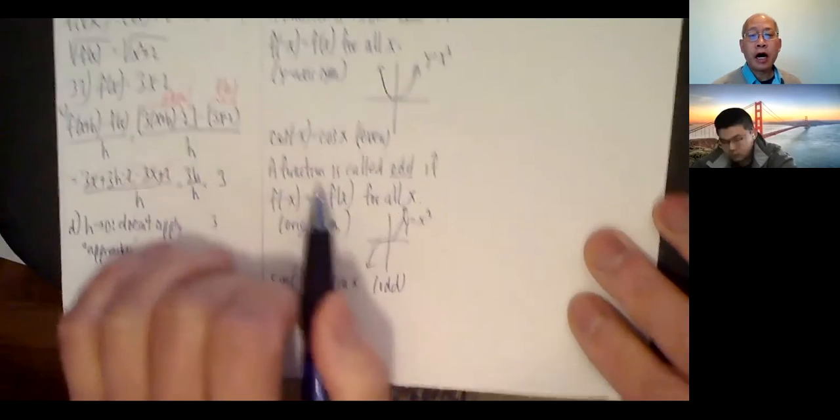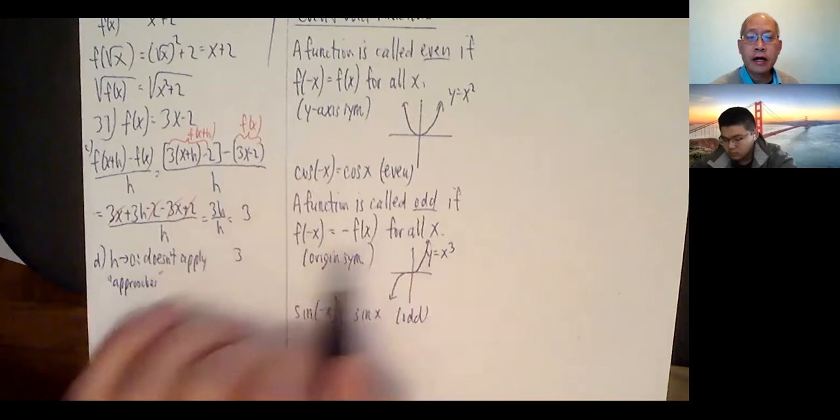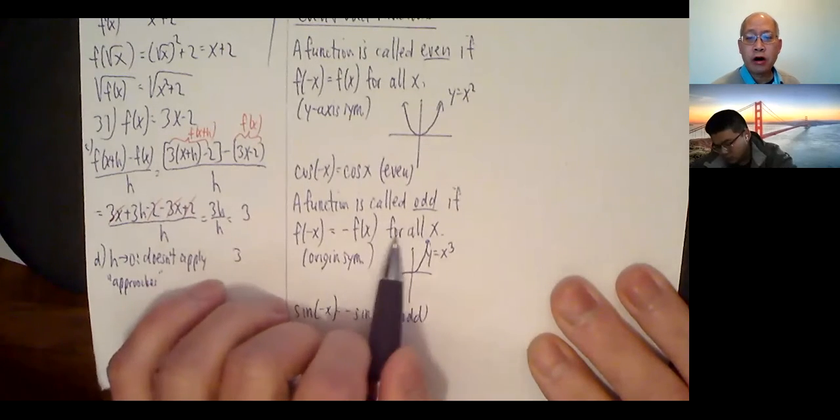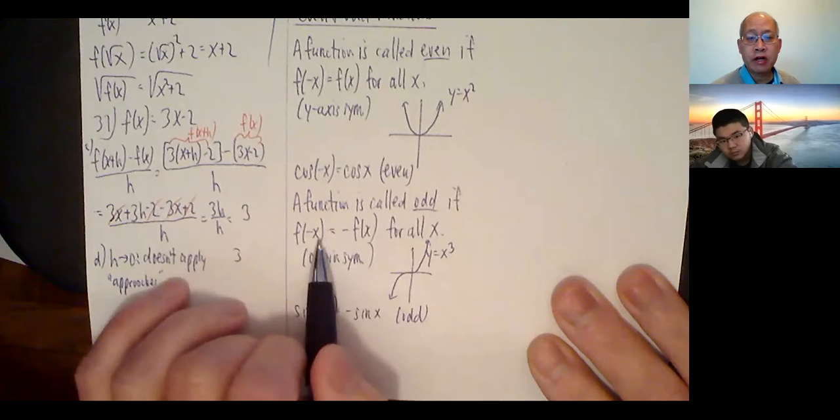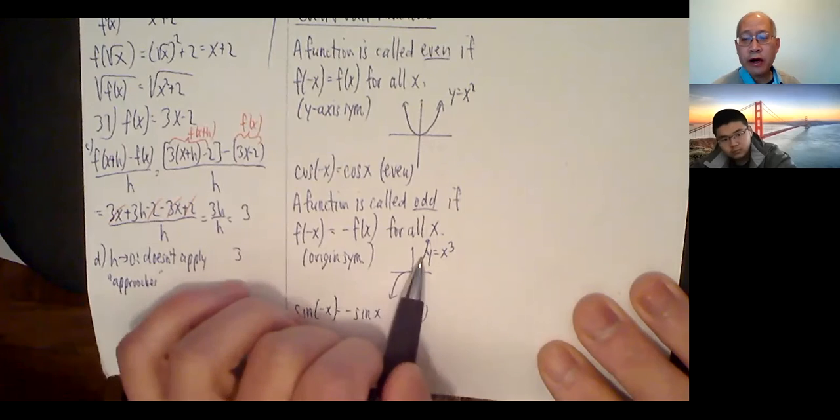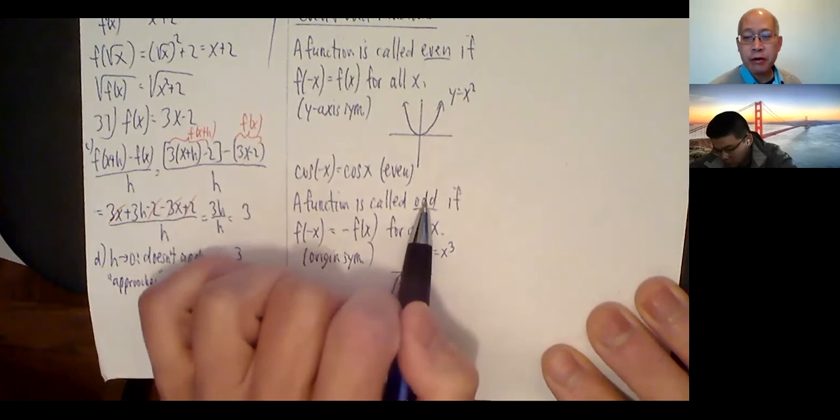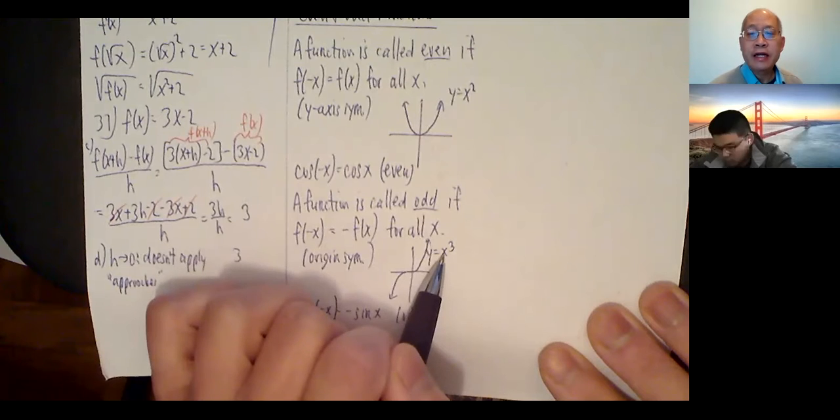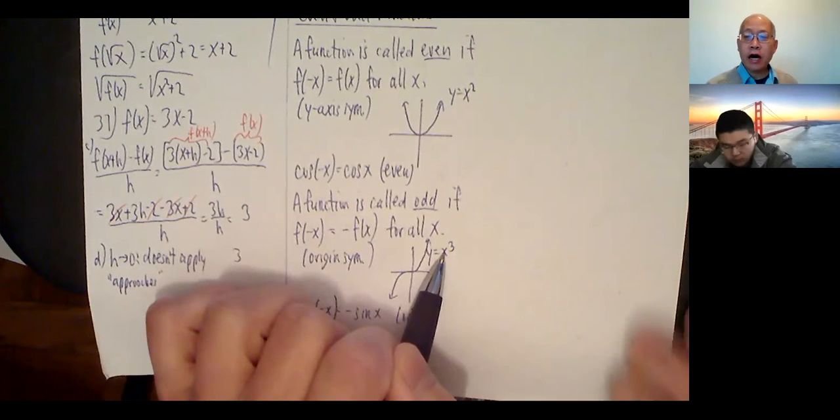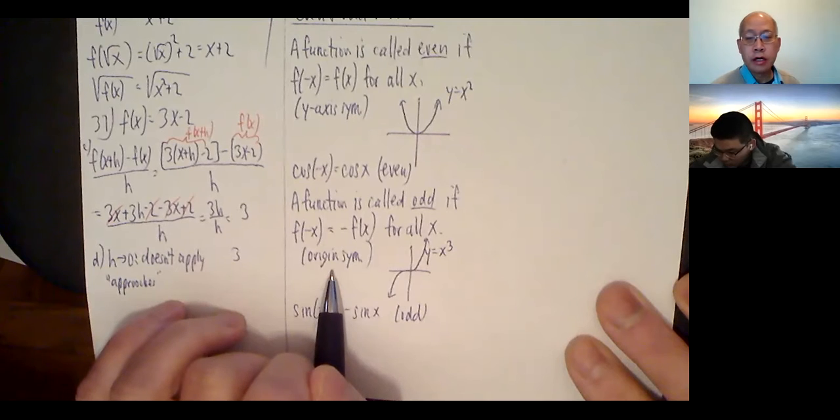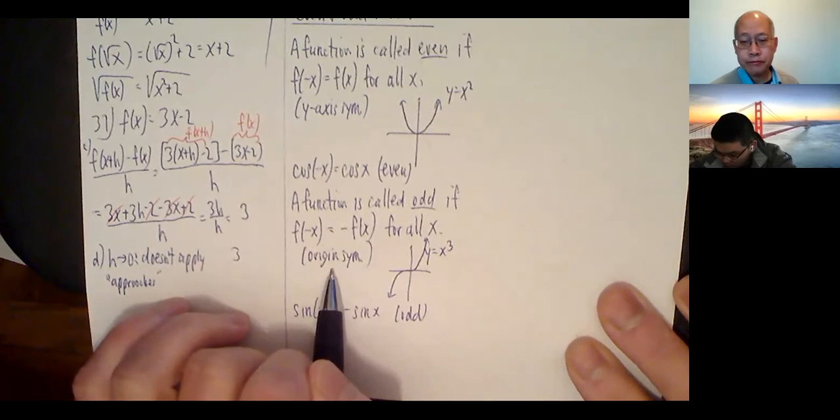Okay, an odd function. A function is called odd if f of negative x is equal to negative f of x for all x. So when you plug in the negative of a number, you always get the opposite of what you get for f of x. A good example is y equals x cubed. There's an odd exponent. So as you might anticipate, x cubed, x to the 5th, x to the 7th, x to the 9th, they are odd functions. They exhibit what's called origin symmetry, symmetry with respect to the origin.